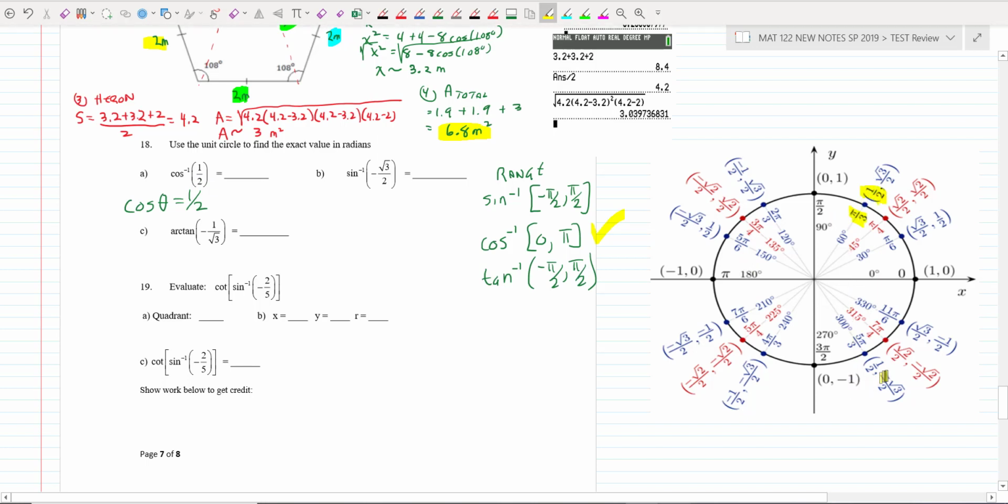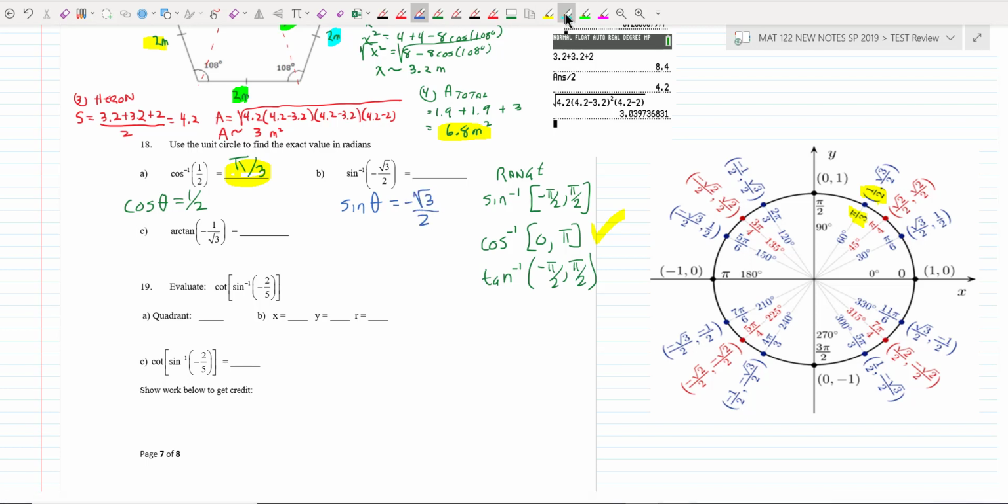Not here. You don't go down here because that's out of range. So the answer of this problem would just be pi over 3 only. There's only one answer of these problems. Okay. The next one, this is really saying the sine of theta equals negative square root of 3 over 2.